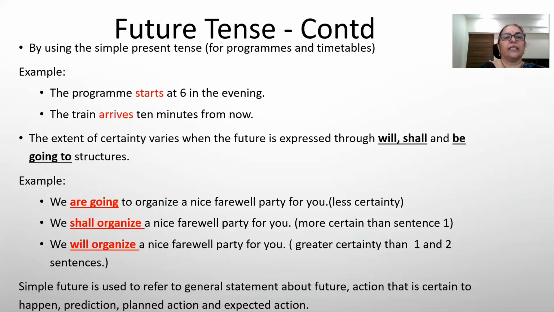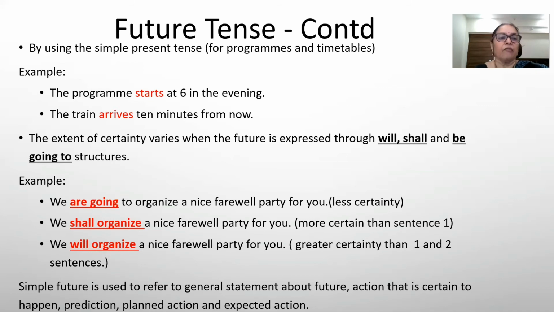And then the extent of certainty varies when the future is expressed through will, shall, or be going to structures. So it is about certainty: how do you expect, whether that will happen or not? When you are not sure, you speak in one form; when you are more certain, the degree is higher. Here is the example: we are going to organize a nice farewell party for you. "Are going to" is less certain; it may happen, may not happen. And we shall organize a nice farewell party for you, more certain.